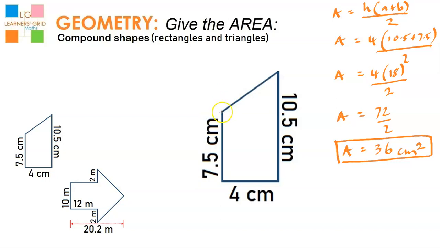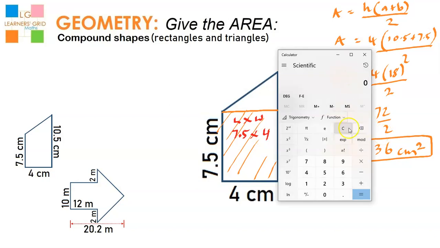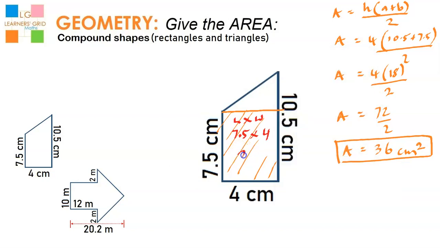The other way to do it, of course, is to break it up into its two smaller pieces, a rectangle and a triangle. So the rectangle here, 7.5 times 4, so that'll be length times width, remember? So what is 7.5 times 4? Let's use our calculator. 7.5 times 4, and that gives us 30. Okay, so the rectangle is 30. So it looks like this triangle better be 6, judging by my calculations so far.